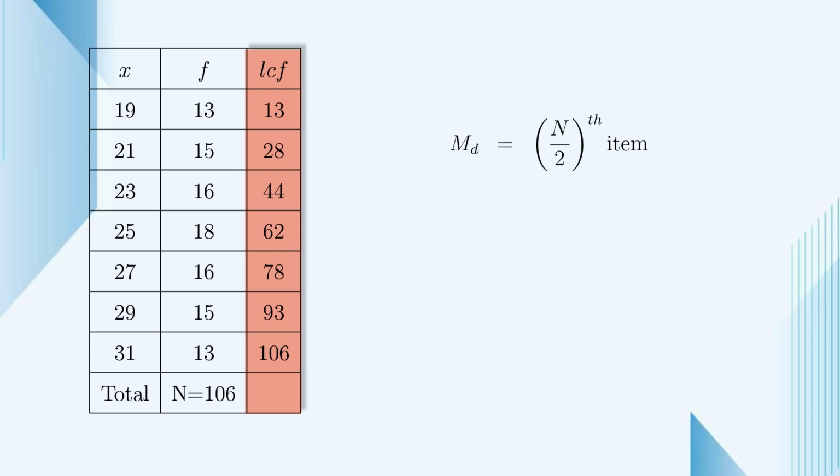The median is given by n by 2th item. So, we have 106 by 2th item, which is 53rd item. In the less than cumulative frequency, check for the value greater than or equal to 53. We see that it is 62. The x value corresponding to 62 is 25. Hence, the median of the given data is 25.